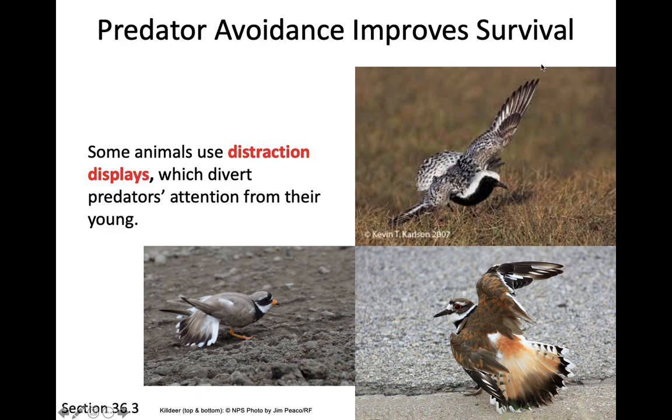Some organisms evolve things called distraction displays. These are very interesting types of behaviors. Now, you're probably familiar with this bird right here. This is a killdeer. They live around here fairly often. They nest around the sides of the road and gravel and driveways and things like that. They nest on the ground. They're a type of plover, and these are other types of plovers here.